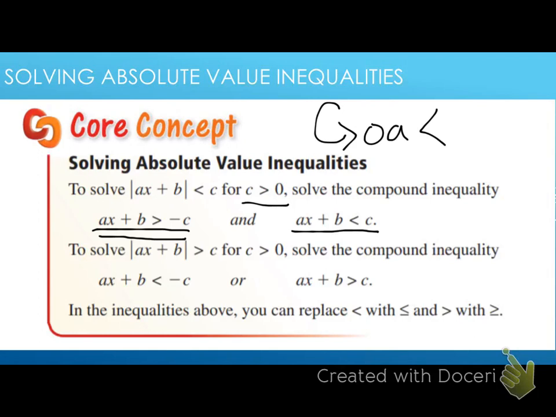Everyone got that? Okay, similarly, down here, to solve the absolute value of ax plus b is greater than c, once again for c greater than 0, solve the compound inequality. What do we notice about this first one over here that I'm going to have you guys write first whenever we're writing them? How does this compare to the original? Exactly the same without the bars, just like with our equations.